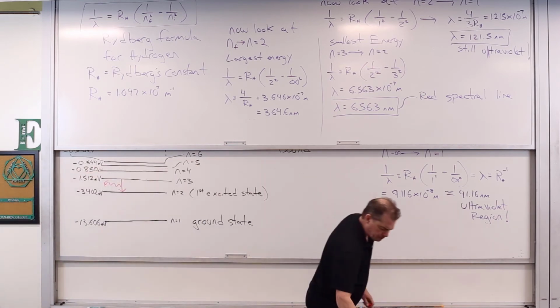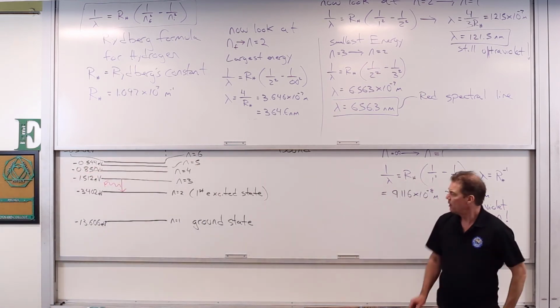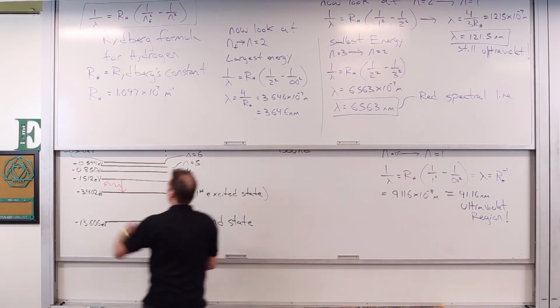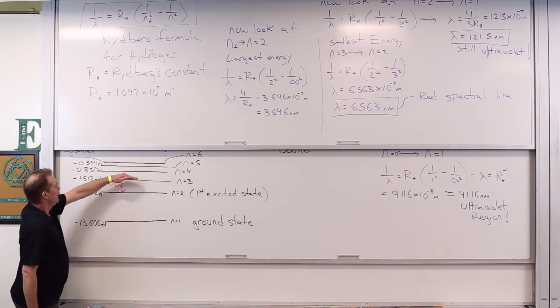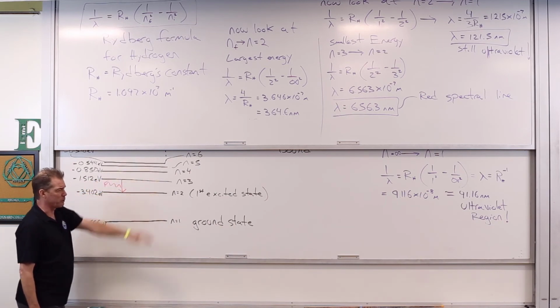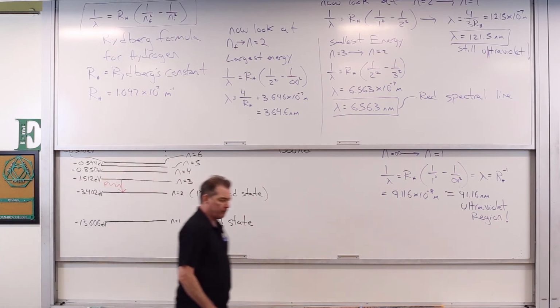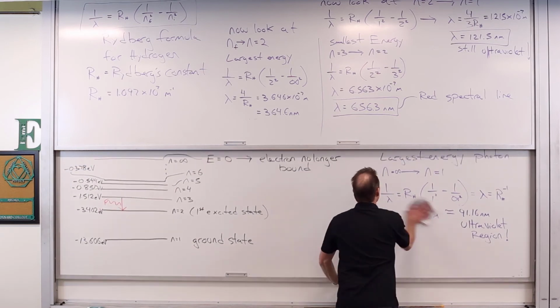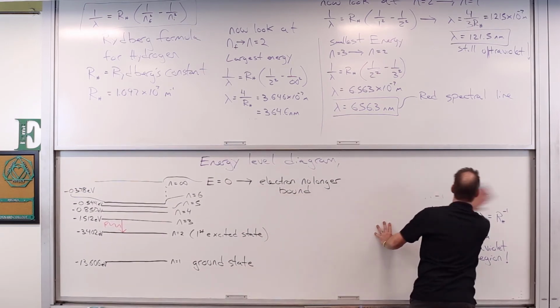All right, so we want the other wavelengths. Well, let's just bump up one and say, probably another one's going to be n equals 4 to n equals 2, n equals 5 to n equals 2, and n equals 6 to n equals 2. So we go ahead and we compute those out really quick. So let us look at those.